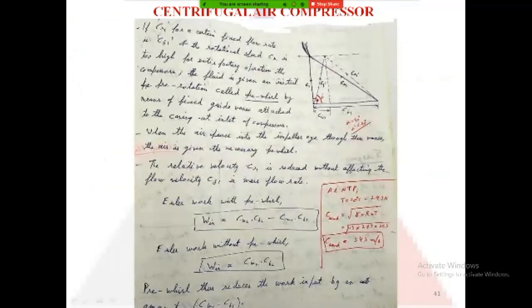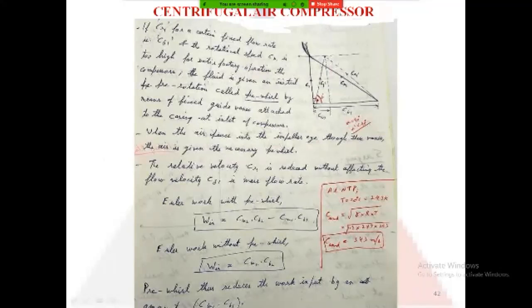Now, here in this diagram, you can see this solid triangle. This is for the actual inlet where the angle is 90 degrees. In this case, this is C1, that is the absolute velocity at inlet, and this solid line is CR1, that is the relative velocity at inlet.